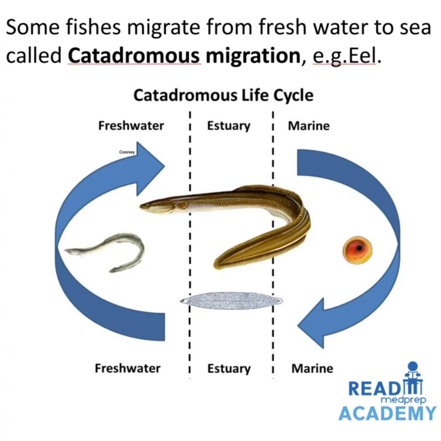This is called catadromous migration. Example, eel. Catadromous migration, you can see where the eel migrates from the fresh water towards the sea water for laying eggs.